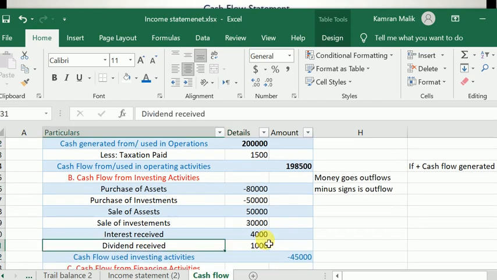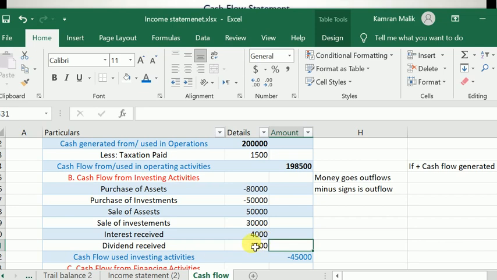The dividends we received on shares or debentures are all a positive sign. Now what we need to do is add up all these four and subtract the total from these two, and this is the same thing we have done, right?